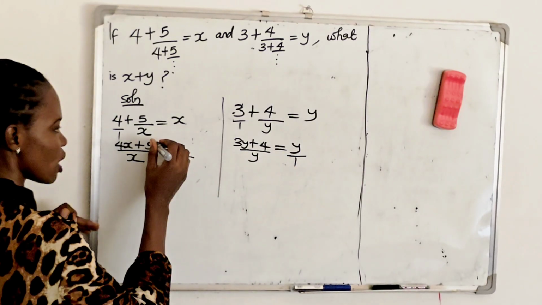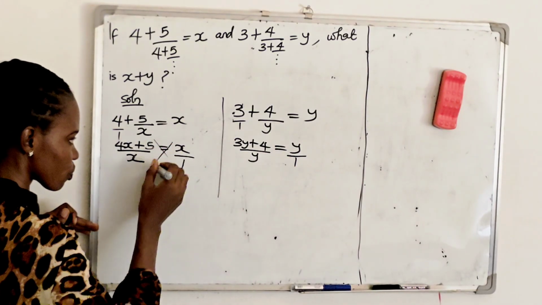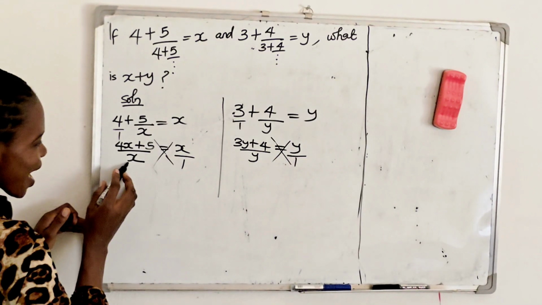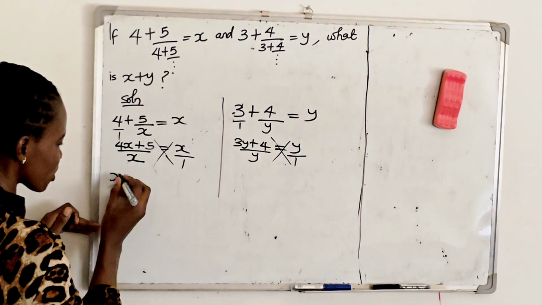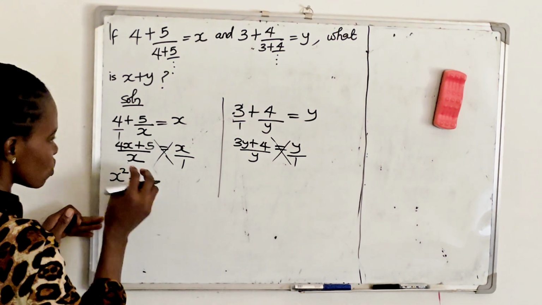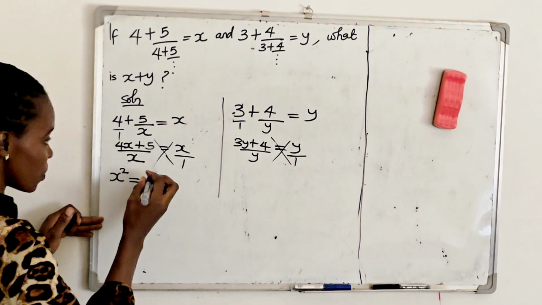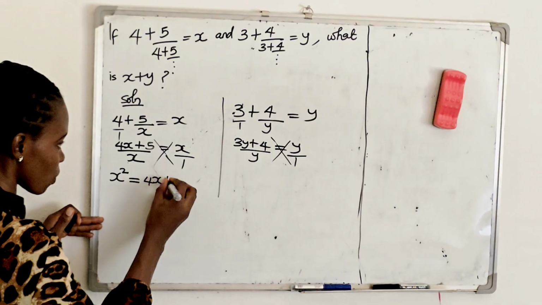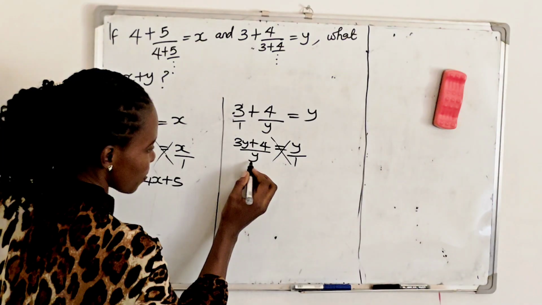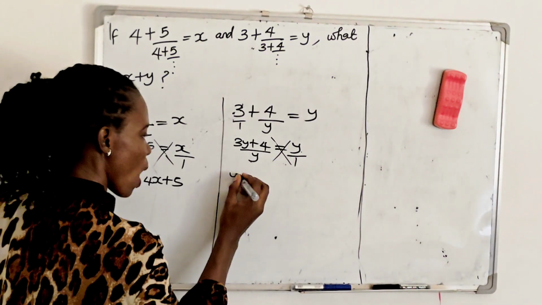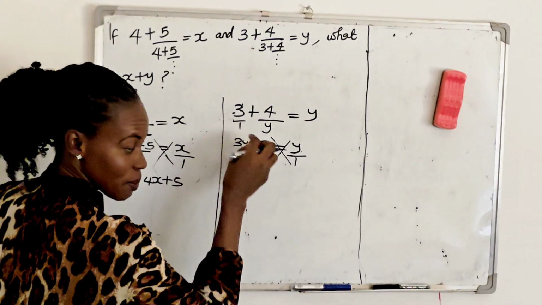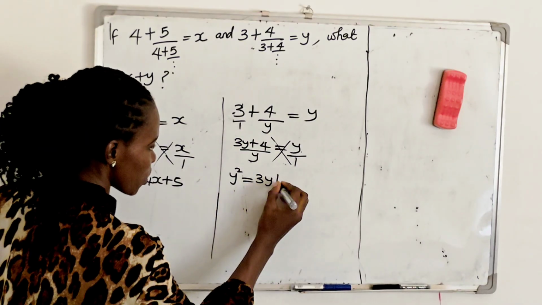Alright, the next thing we're going to do, if I make this over 1 and this over 1, is cross multiplication. If I do cross multiplication, x times x will give me x raised to the power 2, is equal to 1 times this expression, which is the same expression, 4x plus 5. This side we do the same. y times y is y squared equals this times 1, which gives you the same expression, 3y plus 4.